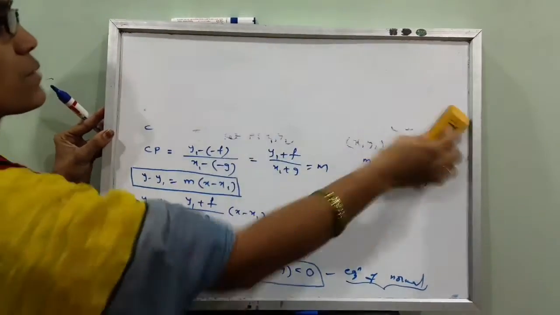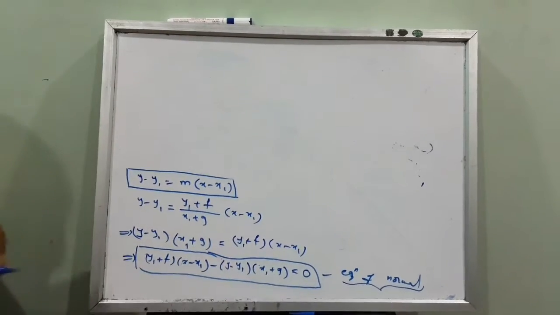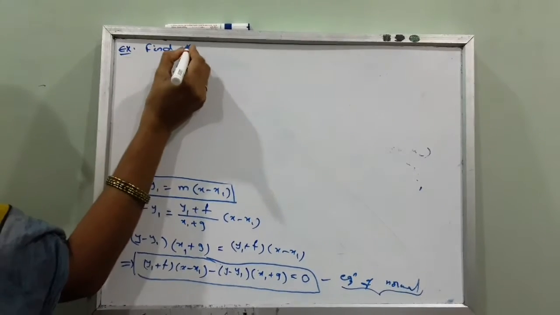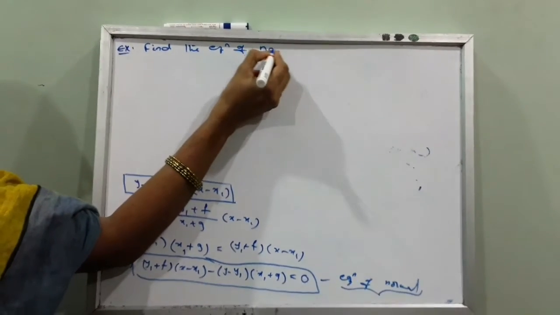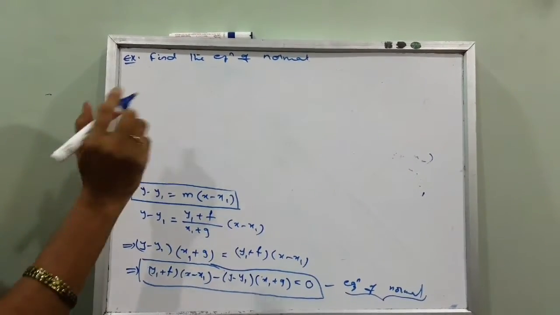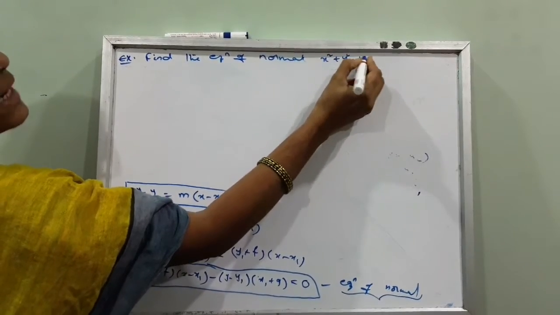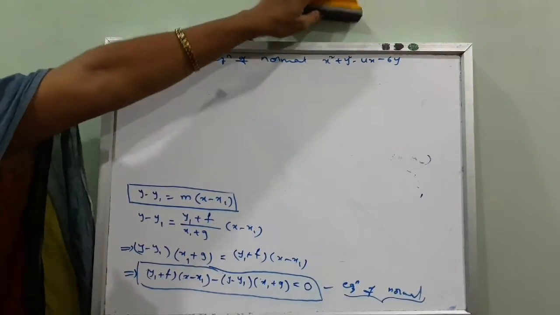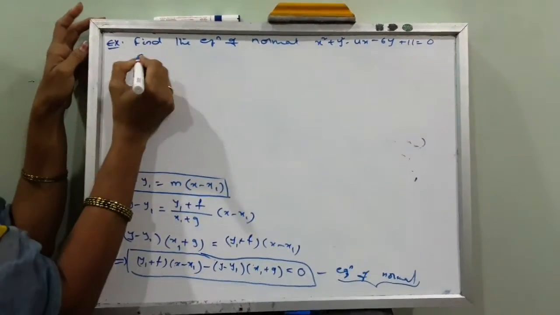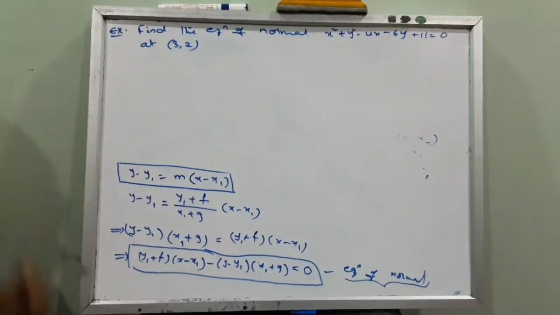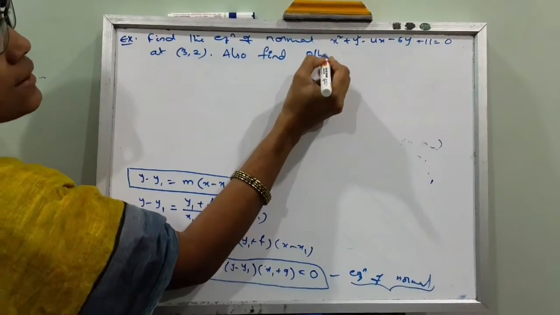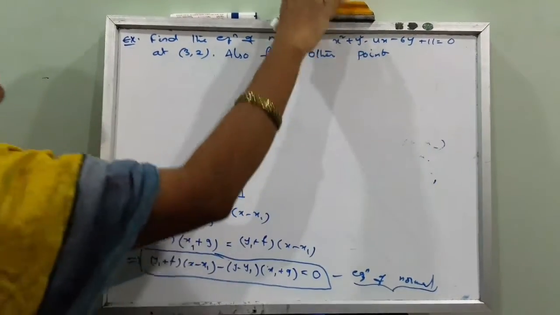For example, find the equation of the normal to the circle x square plus y square minus 4x minus 6y plus 11 is equal to 0 at the point 3 comma 2. Also find the other point.